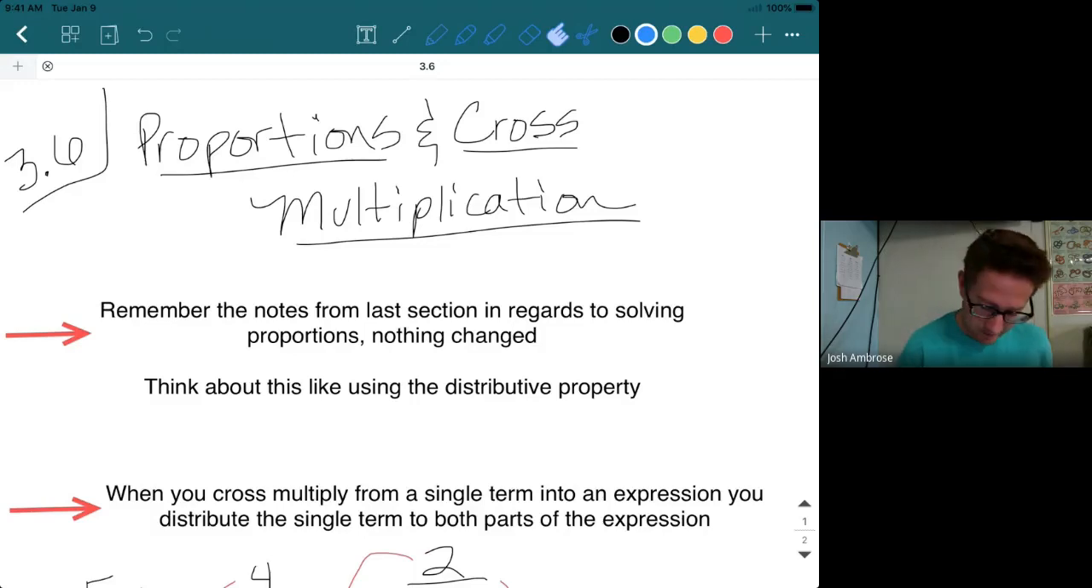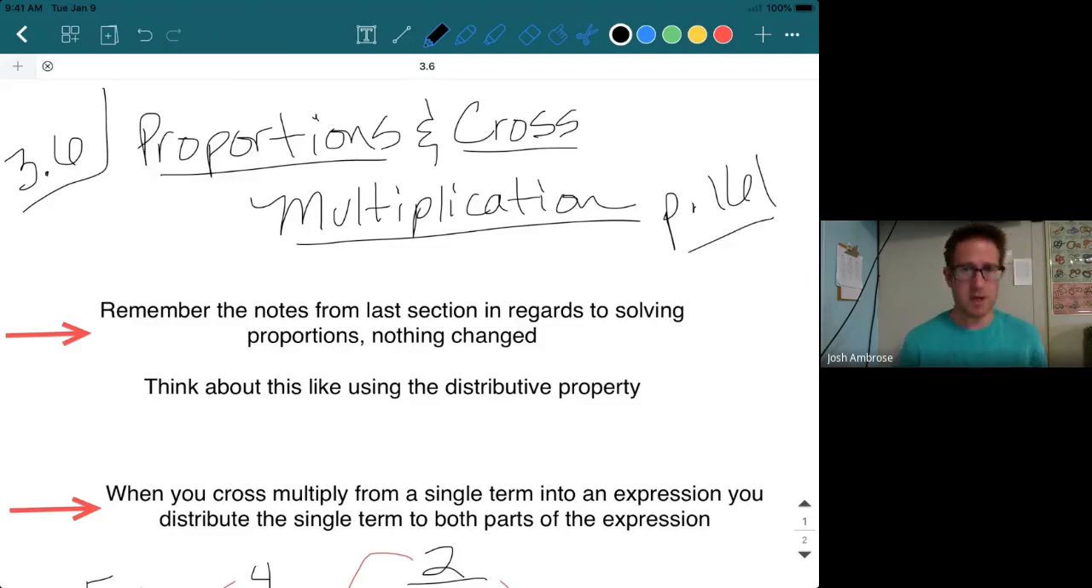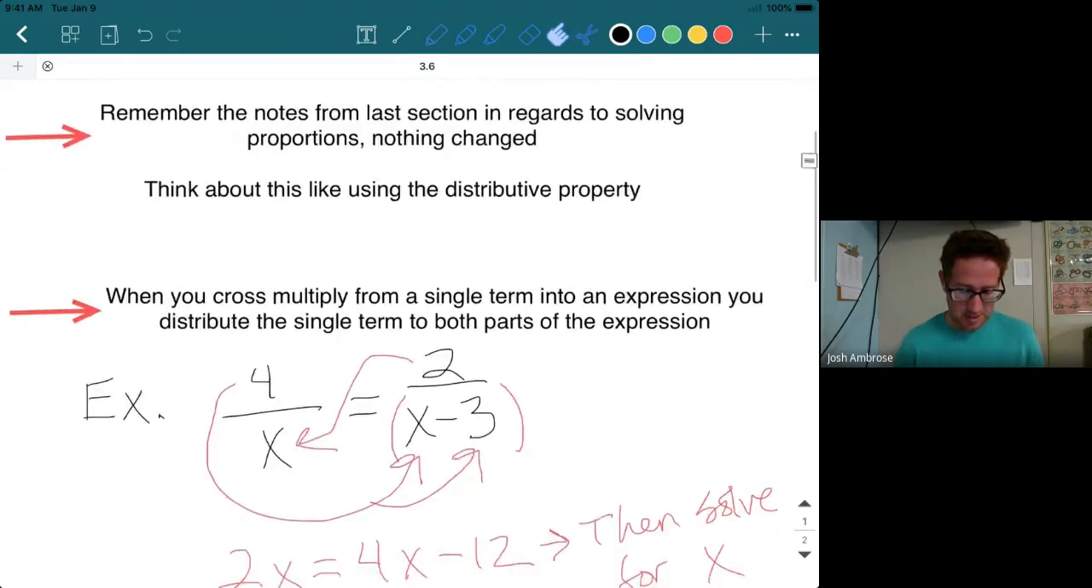here. Okay, so first things first, as always, have your textbooks open to page 161, so that way we are all following along at the same time. Here we go. So proportions and cross multiplication. Now remember everything from yesterday because it hasn't changed. Good, because that's going to help us a lot.